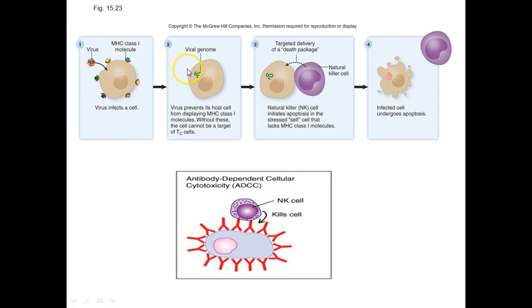So notice, no MHC, so a natural killer cell comes along, right? And he's checking for MHC class 1. Doesn't find it. Alarm goes off, right? That's not normal. This cell should be presenting MHC class 1. Why isn't it? What's going on inside that we need to know about? Something bad, right?